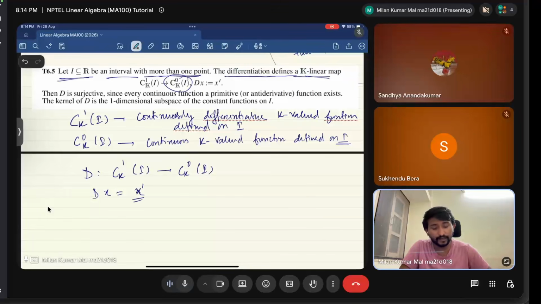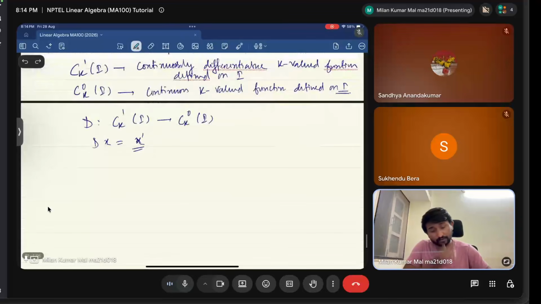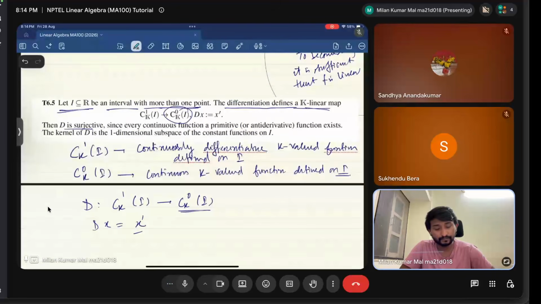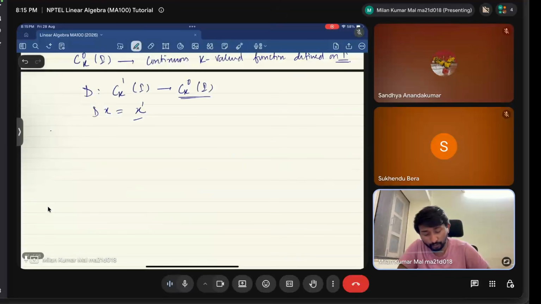Right now, as we have said, C^1_k(I) consists of all those functions which are differentiable and whose derivative is continuous. So that's why x dash is continuous and belongs to this. So this is a well defined map. There is no problem. But the question is, we have to prove that D is surjective, since for every continuous function a primitive or antiderivative exists. Okay, what is the antiderivative?